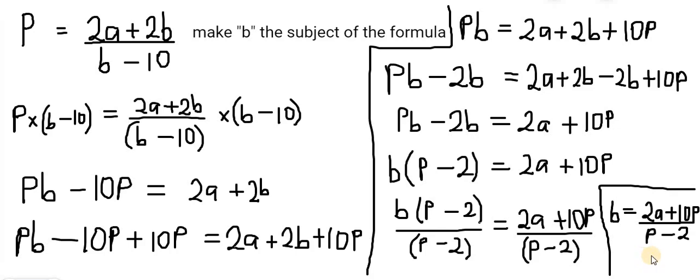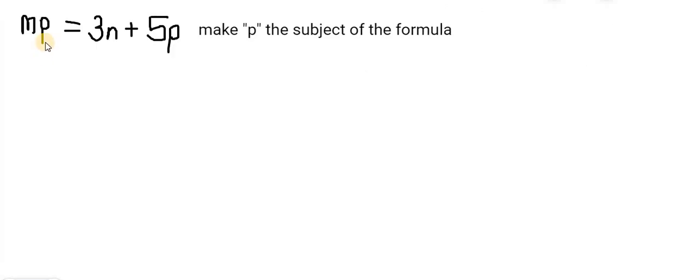Okay? Now, mp is equal to 3n plus 5p. Make p the subject of the formula. Now, unlike the last question, this is flat. So, we just have to get everything that has a p attached to it to one side. And I choose to get all the p's to the left.